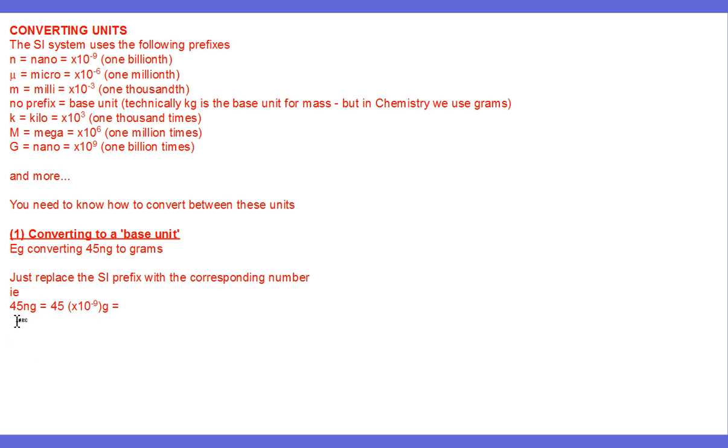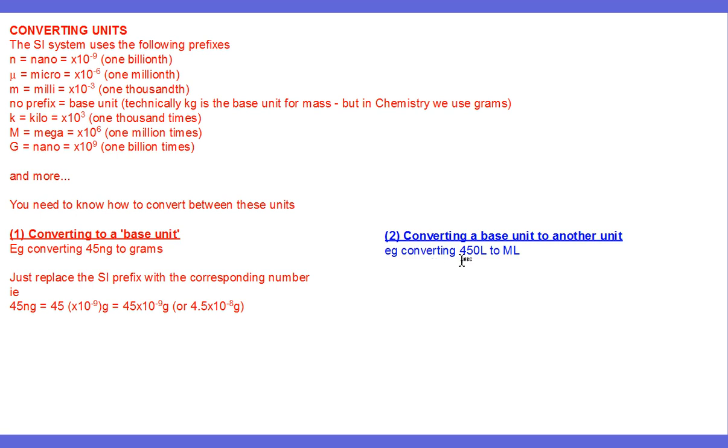So 45 nanograms is just 45 times 10 to the minus 9 grams, or if you put it in your calculator, you'll get it in scientific notation, 4.5 by 10 to the minus 8 grams. So if you're converting from a non-standard unit to the base unit, you just replace the symbol with what the symbol means.